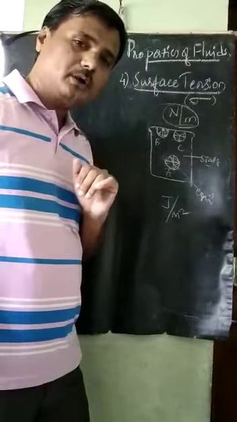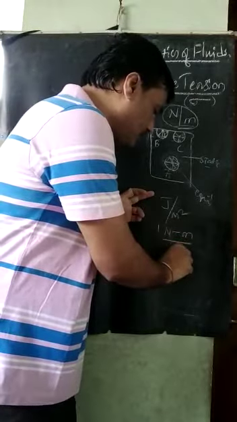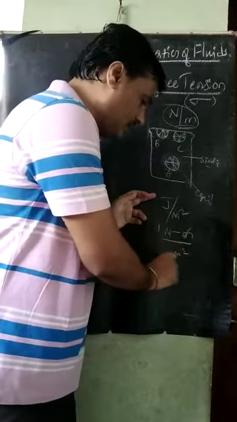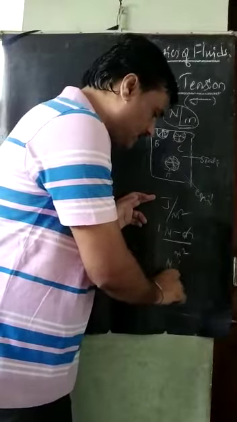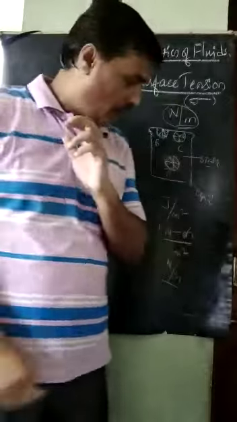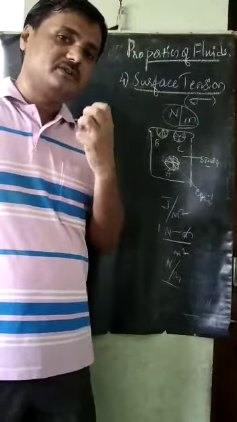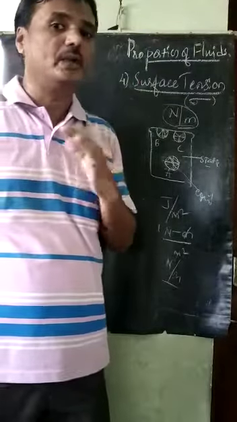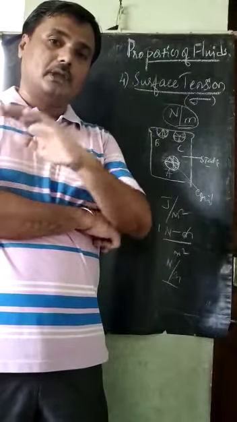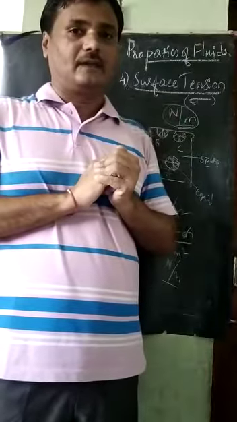1 joule is equal to what? 1 joule is equal to 1 Newton meter, per meter square as the area. In 1 meter square, 1 meter will get cancelled. Ultimately what I am getting at the end is Newton per meter. So how did we get this Newton per meter unit for surface tension? Because surface tension is nothing but the energy per unit area. That means that layer has energy in this case.